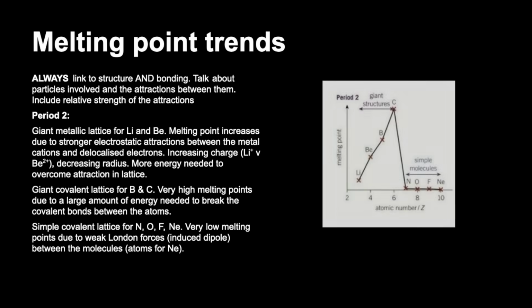So just to illustrate that, there's a graphic I found online. You can see lithium and beryllium, so there's those two metals there, beryllium higher than lithium for the reason we've said here. Then you've got boron higher again, so these are your giant covalent substances, boron and carbon, carbon the highest, and then it drops. Really low melting points for the simple covalent molecules here.